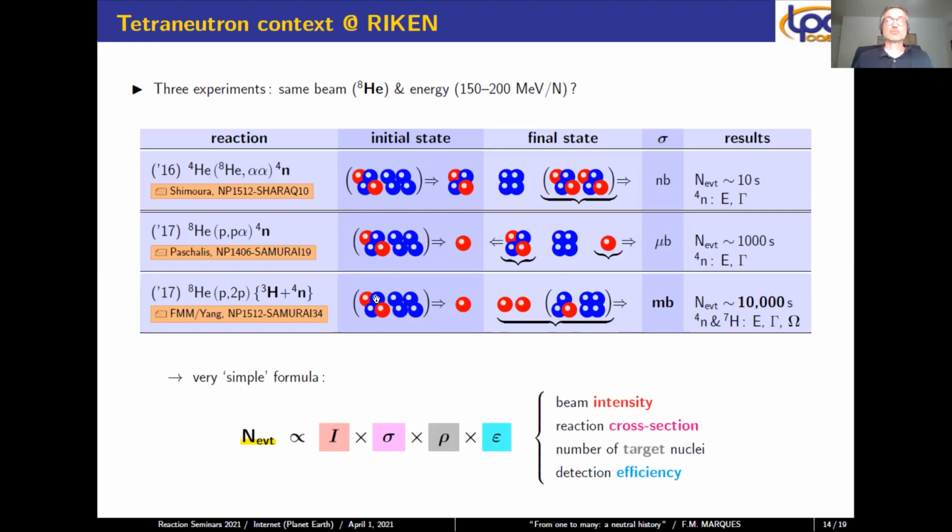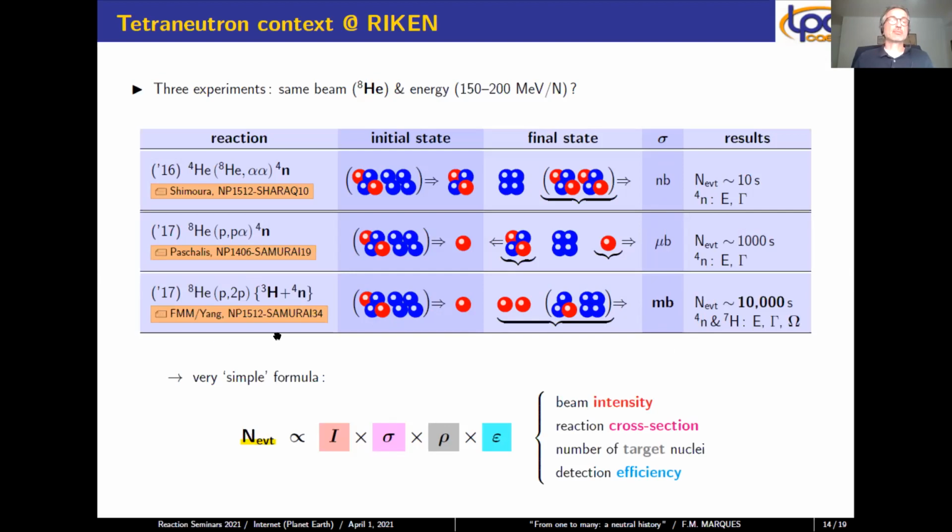So this is a very simple formula. So why do we do all these experiments? The techniques are different, but of course, the number of events depends on the intensity of the beams. So here is the same beam. The cross-section, and you see that this technique uses a very small cross-section, nanobars here, this one microbars, this one millibars, and the efficiency. So since we are using very high intensity beam and very high cross-section, we can afford to detect the 4 neutrons and expect tens of thousands of events. So these analyses are ongoing.